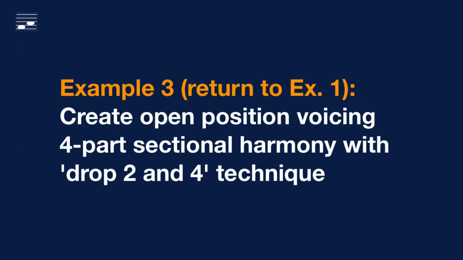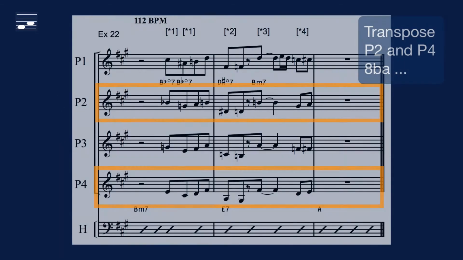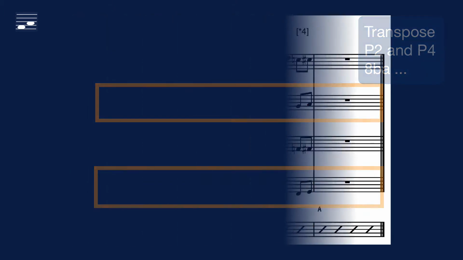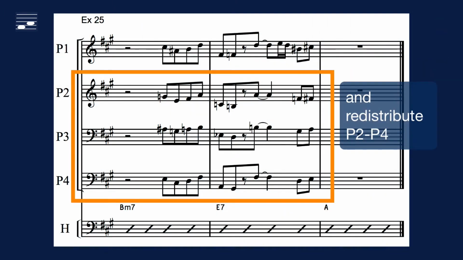The final example, a return to the opening example, shows how to achieve a fully open position voicing by using the drop-2 and drop-4 technique. Now, starting from the close position solution, we transpose both part 2 and 4 to the lower octave before redistributing the notes over the lower parts.